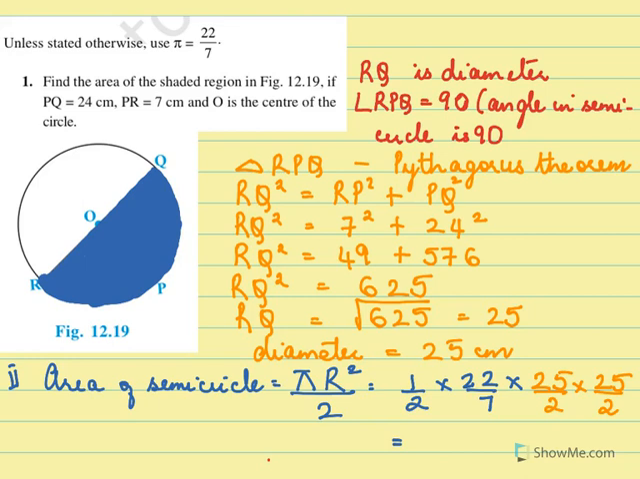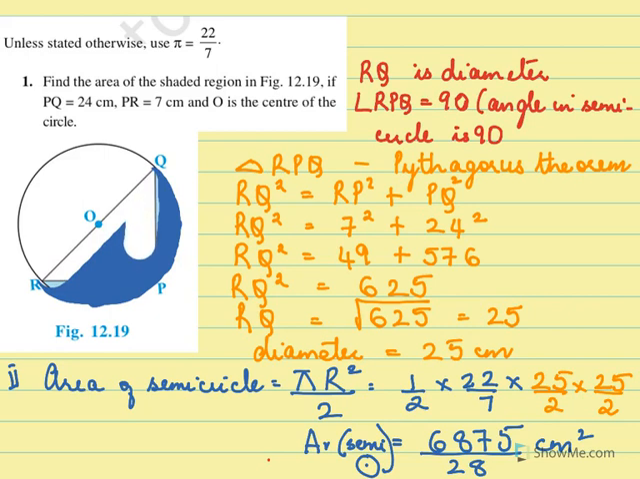On working, you will get the answer 6875 over 28 centimeter square is area of semicircle. Now to find the area of the shaded region, we have to do semicircle minus this triangle. We have to remove the area of this triangle. So from there we subtract the area of this triangle, we will get the area of the shaded region. So in the next step, we are going to find the area of this triangle because we need to subtract it from the semicircle.